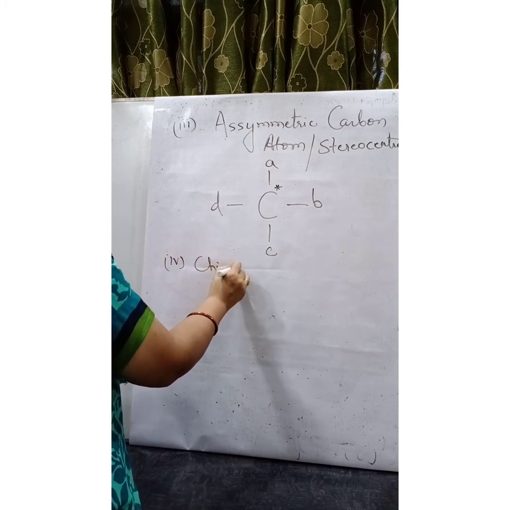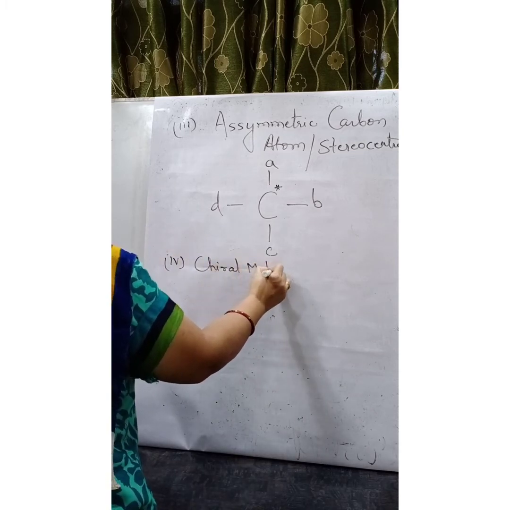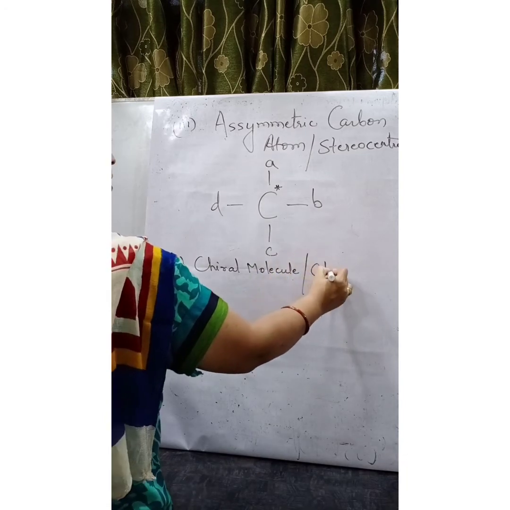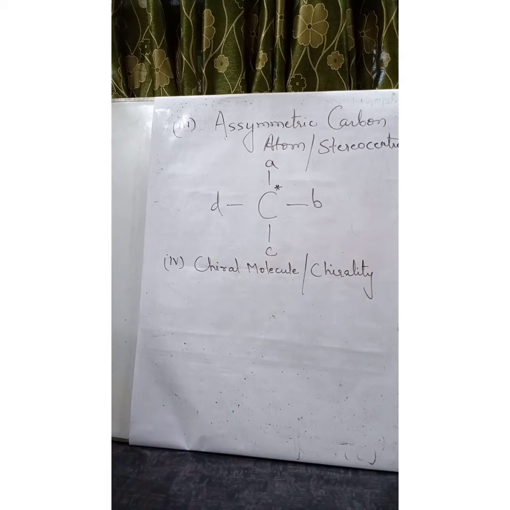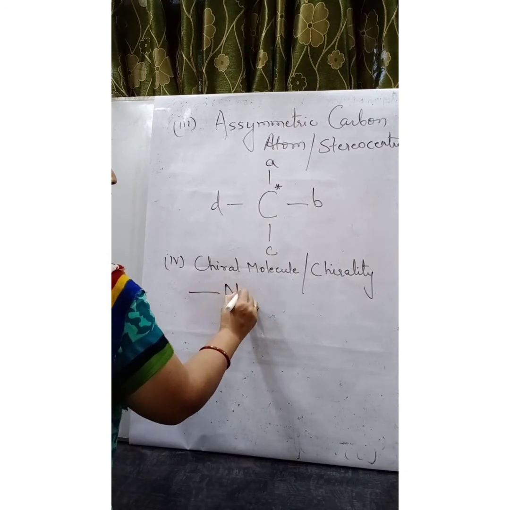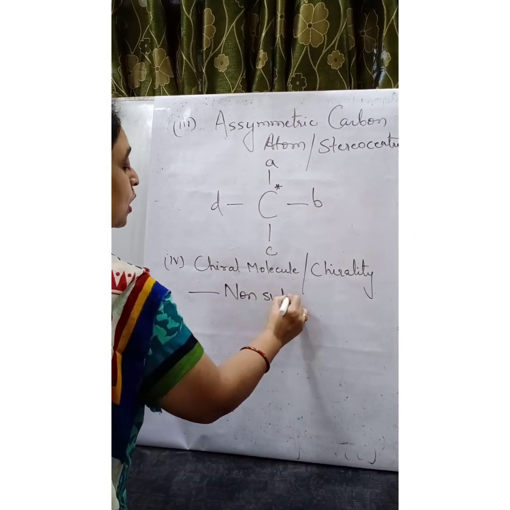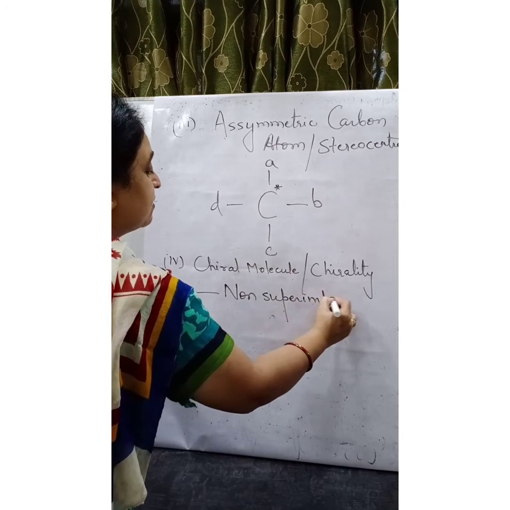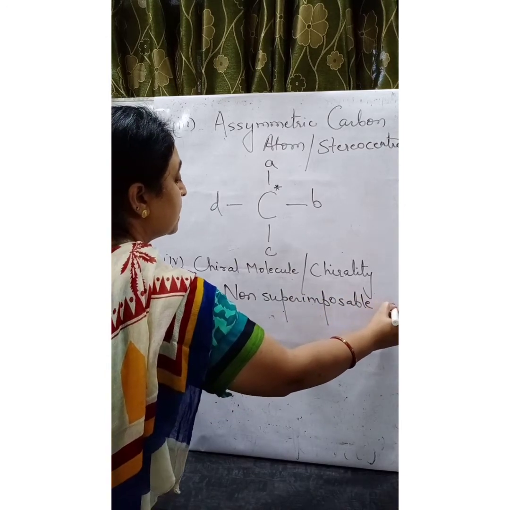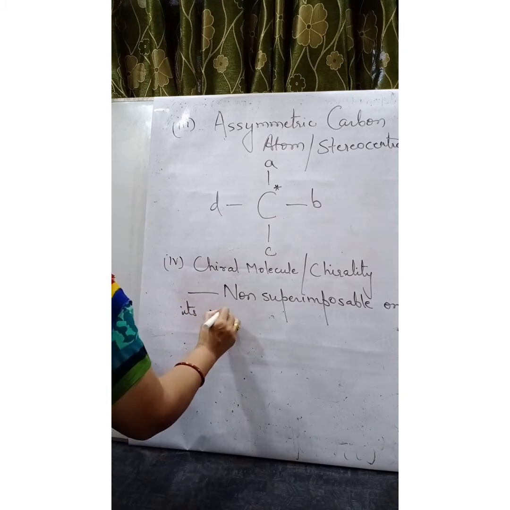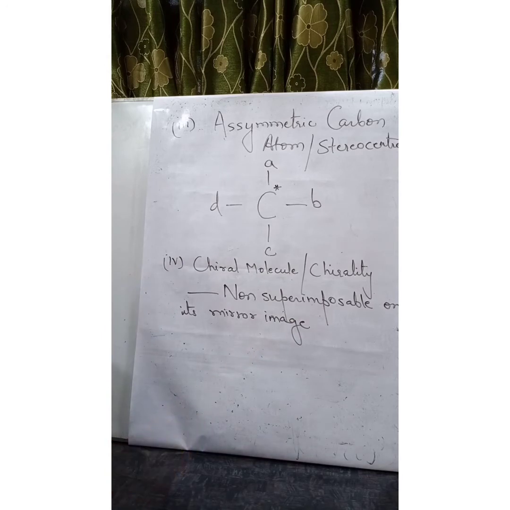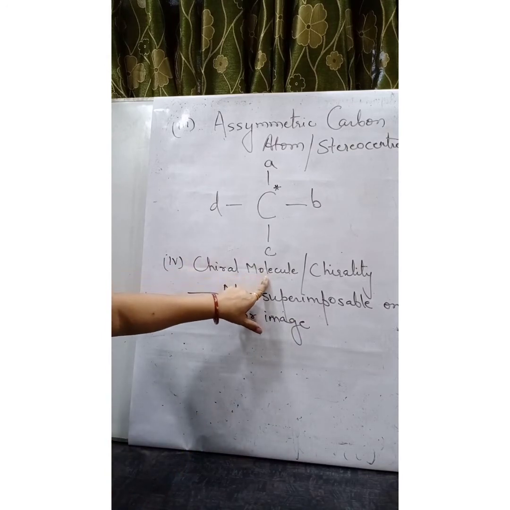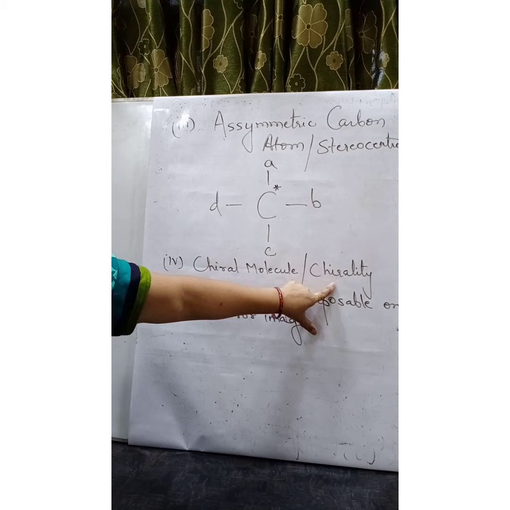Then we are having the term chiral molecule or chirality. An object which is non-superimposable. We have to remember this word. An object which is non-superimposable on its mirror image is known as chiral molecule, and this phenomenon is known as chirality.